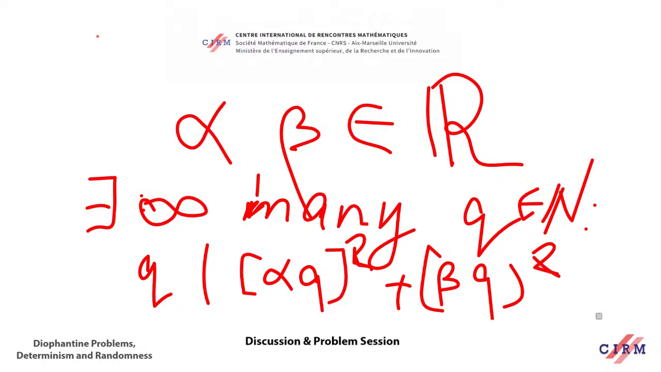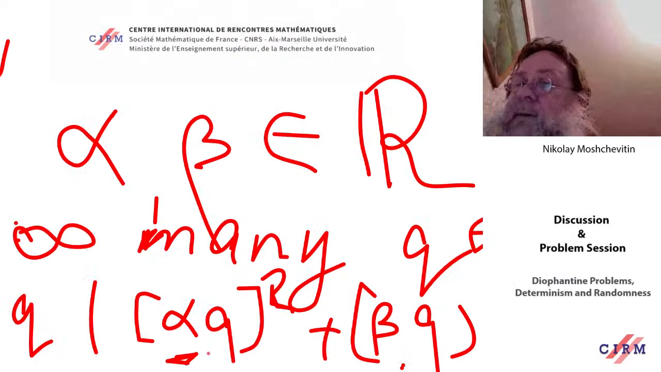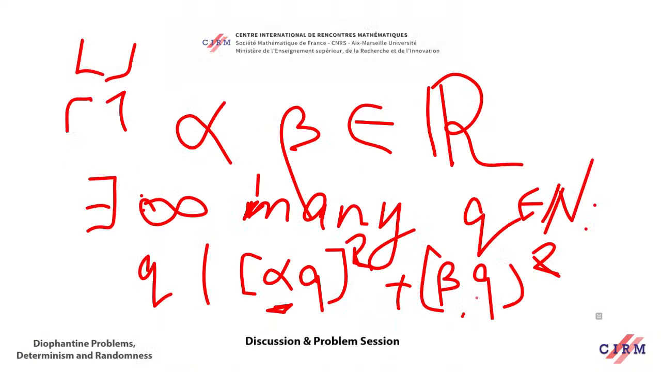Look, we can have the ordinary integer part, or the upper integer part. Here we have two places, the first one and the second one. We can put in both places either the lower integer part or the upper integer part, or in one place the lower integer part and in the other the upper integer part. So we have three combinations. I can prove that for at least one combination there exist infinitely many Qs.